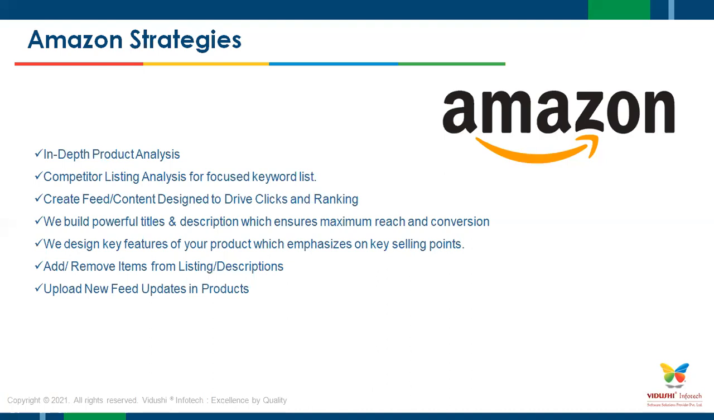We should add and remove items from listings and descriptions. And if we update our product, it should be uploaded on the same product page. Uploading new feed updates in products: if you are adding new products or updating existing products, it should be updated on Amazon too, so that a buyer will get the proper information about the availability of your product and the correct information which he is searching for.